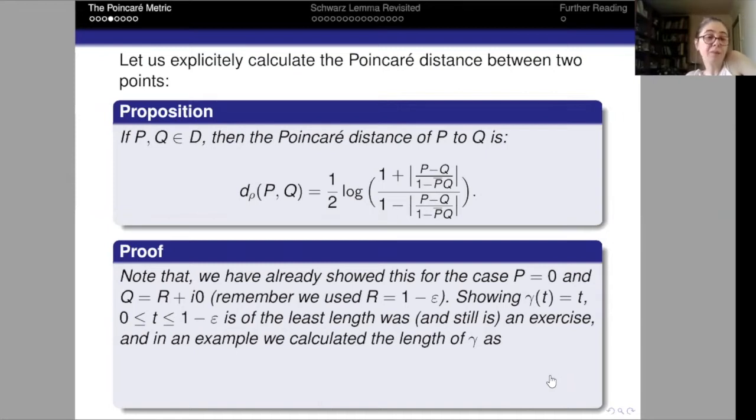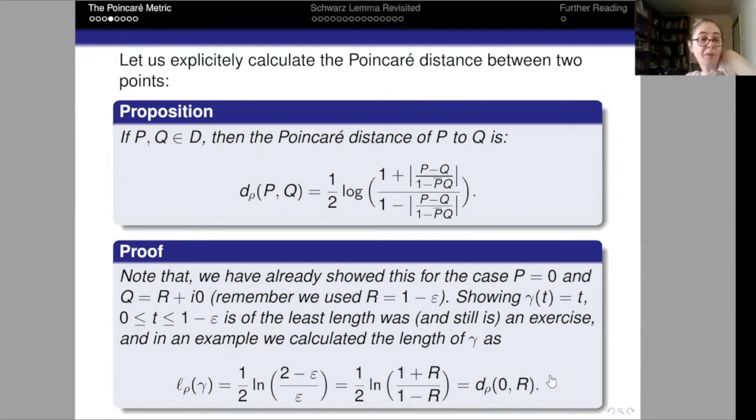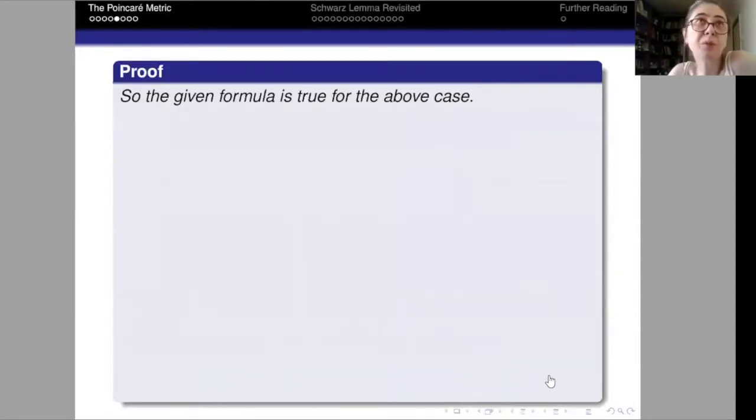And in an example, we calculated the length of gamma, and it was L rho of gamma equals 1/2 ln of (2 minus epsilon) over epsilon. Now, instead of 1 minus epsilon, we are here taking R. So if we turn everything to R, the distance from 0 to R is 1/2 ln of (1 plus R) over (1 minus R). So the given formula is true when the starting point is the origin and the ending point is on the positive real axis.